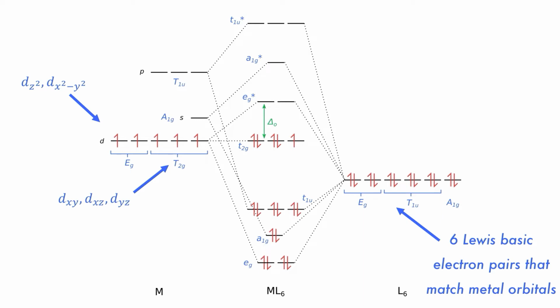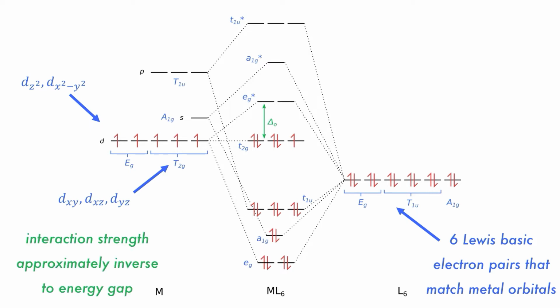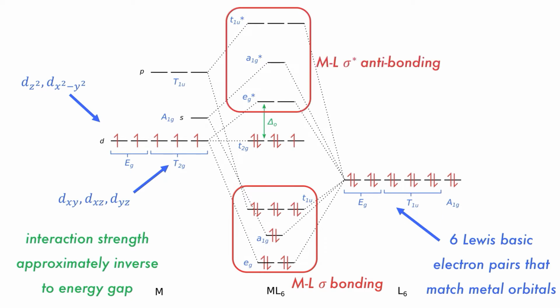Metal and ligand orbitals have the same symmetry and can thus interact with each other to form molecular orbitals, and this is exactly how the sigma bonds will be formed. Remember that the strength of an interaction is approximately inversely proportional to the energy separation of the two fragments. The 6 lowest energy molecular orbitals become our metal-ligand sigma bonding orbitals, and conversely the top 6 orbitals with the same symmetry become the anti-bonding sigma star molecular orbitals. The T2g set are non-bonding in this example, and so just come across at the same energy.